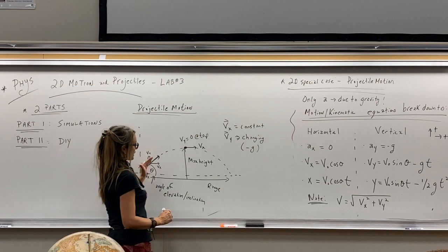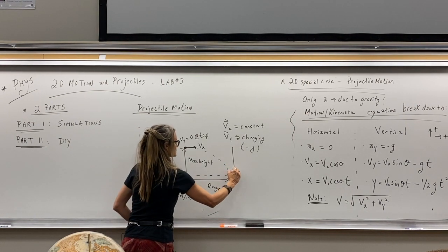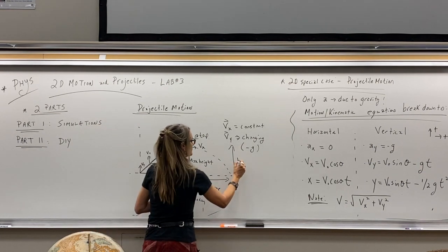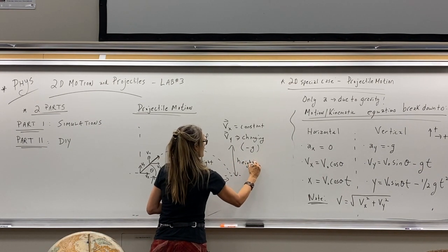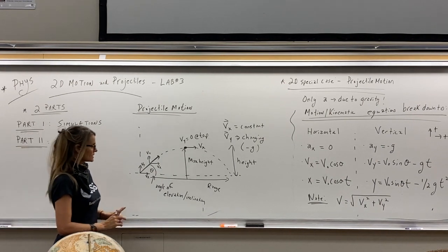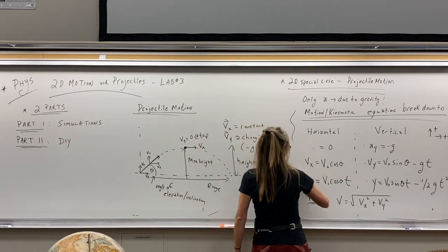So we have a range, we have an angle of elevation, and we're going to have different height values. These are going to be our vertical distances, or our height. Those terms come into play when you're dealing with projectile motion. So let's take a look at a little breakdown of our lab.